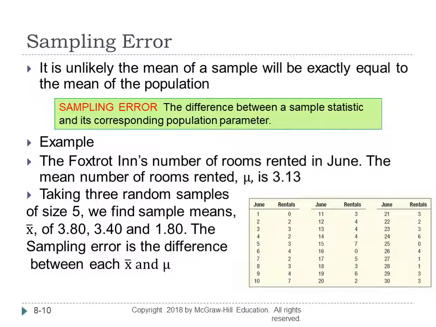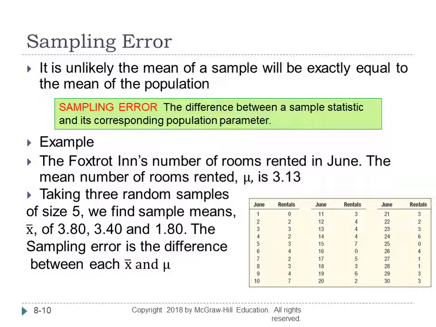Next, we would like to define sampling error. It is unlikely the mean of the sample will be exactly equal to the mean of the population. Now, just to remind you, when we take a sample, for example, we want to estimate the mean for the population. So we take a sample and collect the data, and then calculate the mean for the sample and use it to estimate the mean for the population. Now, it's not likely that the mean for the sample will be exactly equal to the population mean.